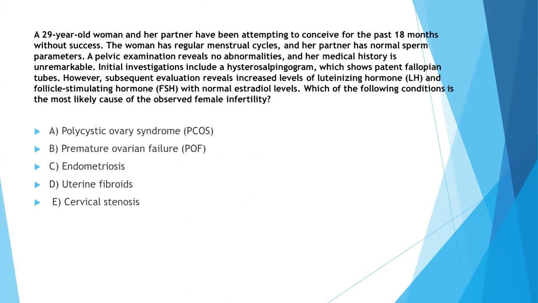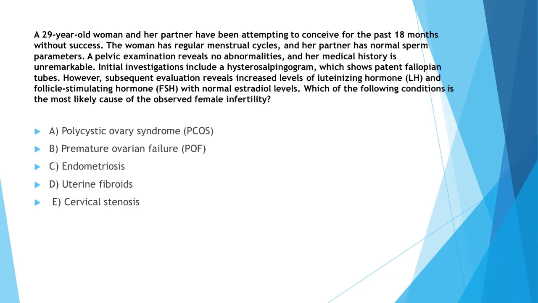We have one more question with us. Which of the following conditions is the most likely cause of the observed female infertility? A 29-year-old woman and her partner have been attempting to conceive for the past 18 months without success. The woman has regular menstrual cycles and her partner has normal sperm parameters. A pelvic examination reveals no abnormalities and the medical history is unremarkable. Initial investigation includes a hysterosalpingogram, which shows patency of the fallopian tubes. However, subsequent evaluation reveals increased levels of luteinizing hormone and follicle-stimulating hormone with normal estradiol levels. Which of the following conditions is the most likely cause of the observed female infertility?